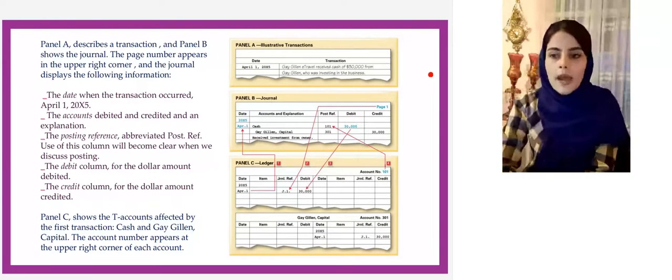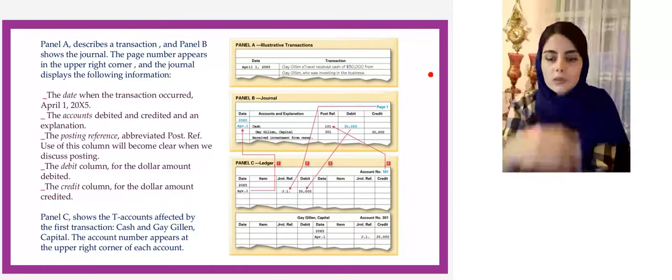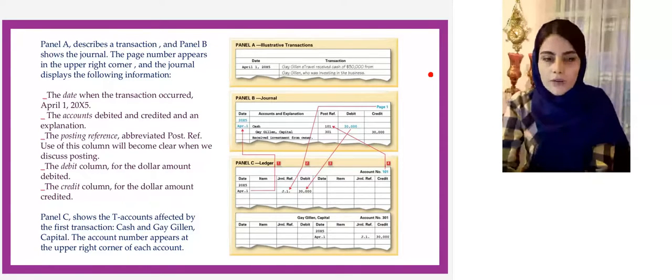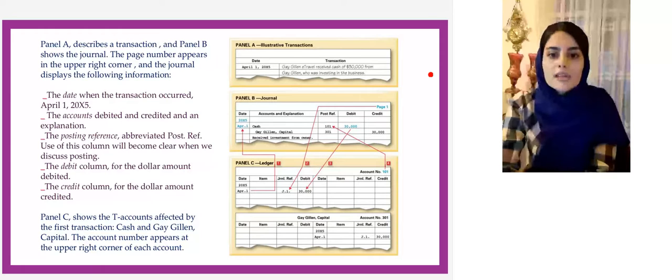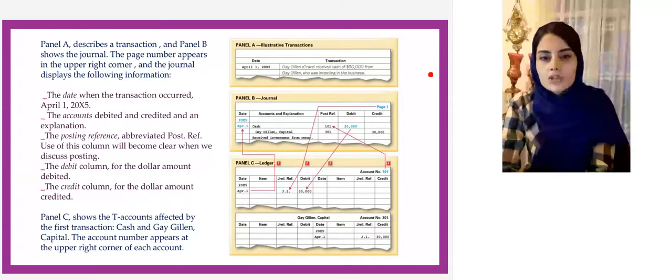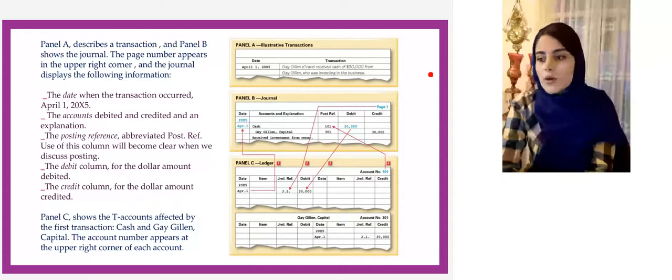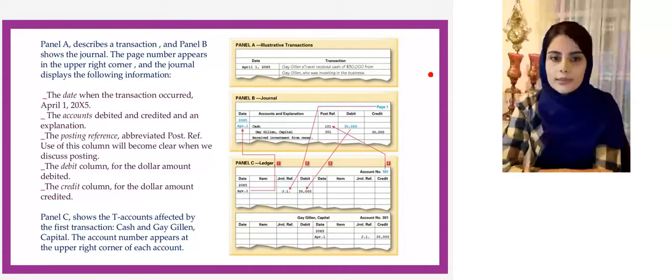As you see, panel A describes the transaction, and panel B shows the journal. The page number appears on the upper right corner of the page. Then the date when the transaction occurs. Here it is April 1st, 2000x5. And then the account which is debited and the account which is credited, the explanation, and the amounts which are debited and credited.